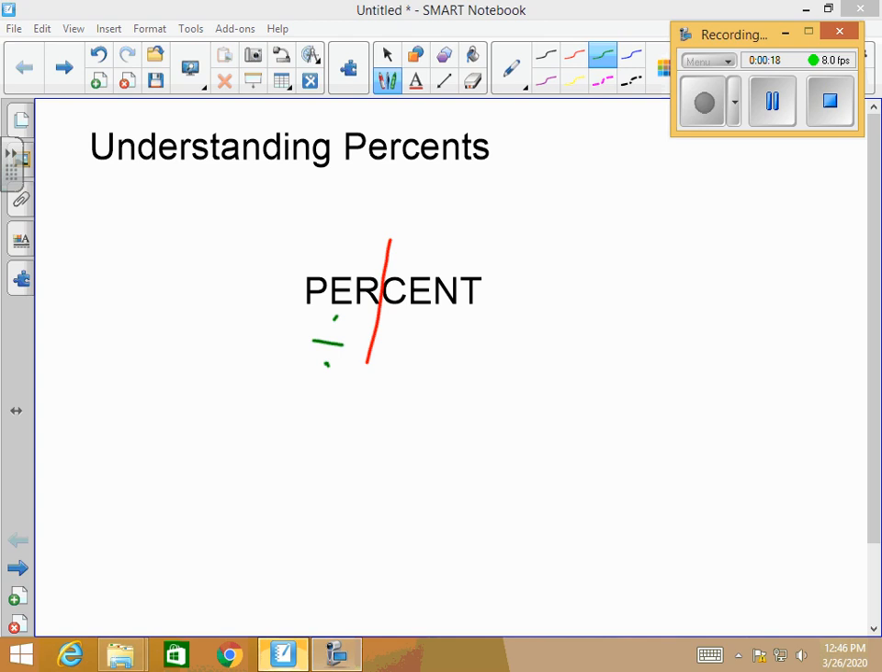And you can use this in your own life, right? If we go feet per second or miles per hour or pounds per square inch, all of those mean that we're dividing, and those are rates.